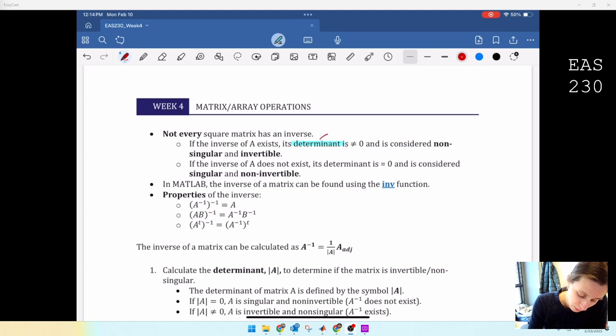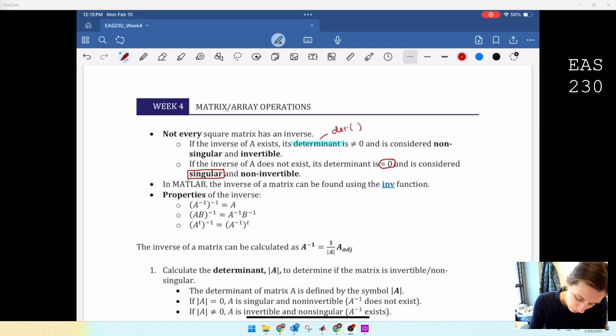If you want to calculate a determinant using MATLAB, you could use the DET function or the determinant function. So we calculate a determinant. If the inverse exists, that means its determinant is not equal to 0. And we call that matrix non-singular or invertible. You'll see singular in errors all the time in MATLAB. So it's important you know what non-singular means and what singular means. So if the inverse does not exist, that means its determinant is equal to 0. It's considered singular and non-invertible.